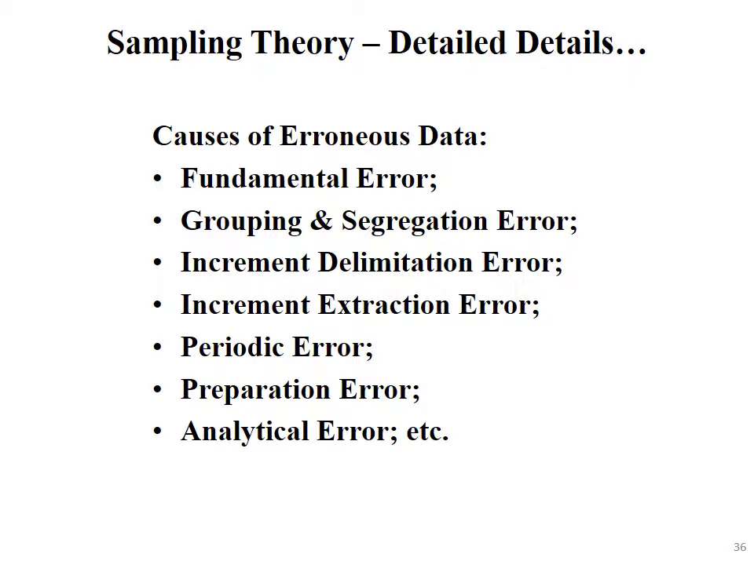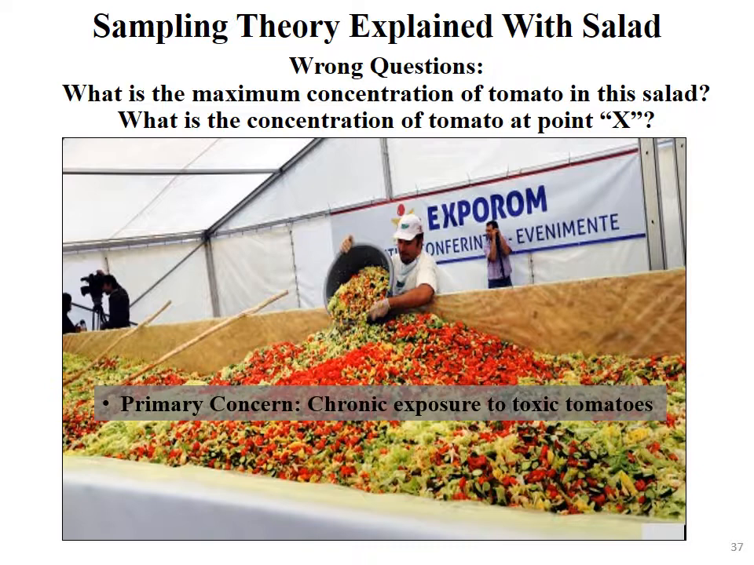Group and segregation error, increment delimitation error, you know, how you collect the sample in the field, how you actually pull a sample out of the ground, how the laboratory prepares a sample, and there's analytical error. So lots of sources of error in the data. This is all described under sampling theory, discussed in Pitard's book and summarized in our guidance, and to some degree in ITRC's guidance. I like to keep it simple and explain sampling theory with a salad.